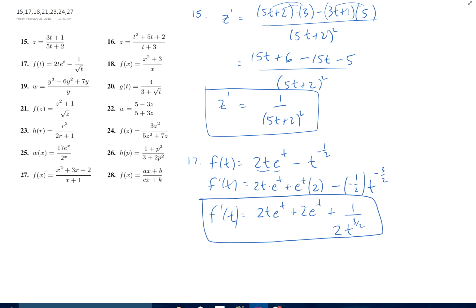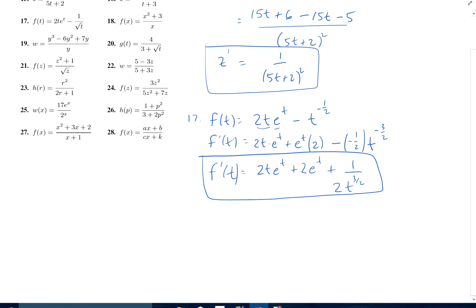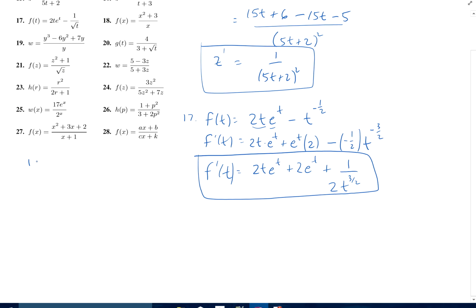Okay, so basically obviously I'm taking derivatives fast, and that's where you need to be, just taking derivatives of 5t plus 2 and 3t plus 1 and t to the 1/2, and you'll get there as you keep practicing and doing more and more. Number 18.